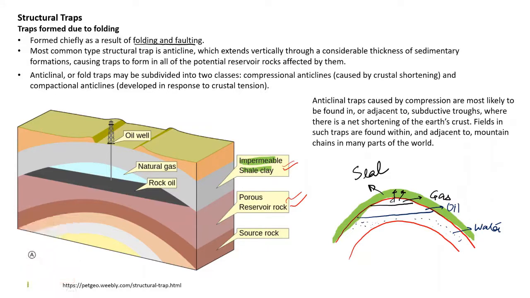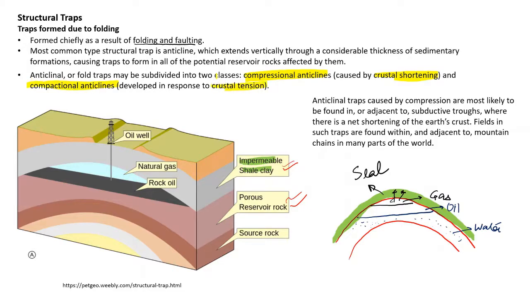Now, this anticlinal structure is important in the sense that, as you are all aware, in anticlines the hinge area is the one which has maximum pressure. Maximum stress is at the hinge area. So the oil and gas migrate and get trapped in the hinge area of the anticline. Anticlinal or fold traps can be formed by the compression process, which is formed by crustal shortening, and they can be compactional anticlines, which is crustal tension.